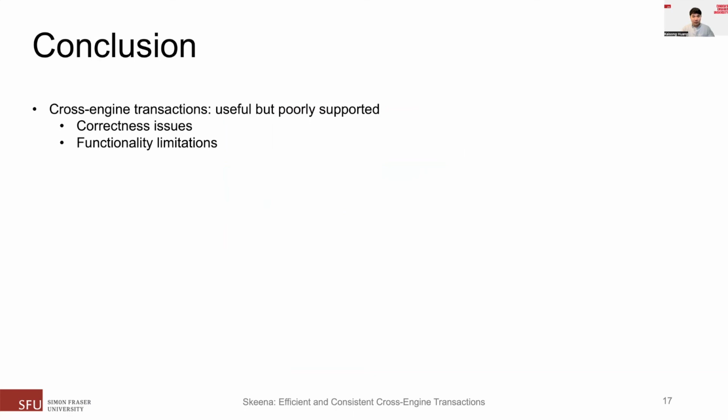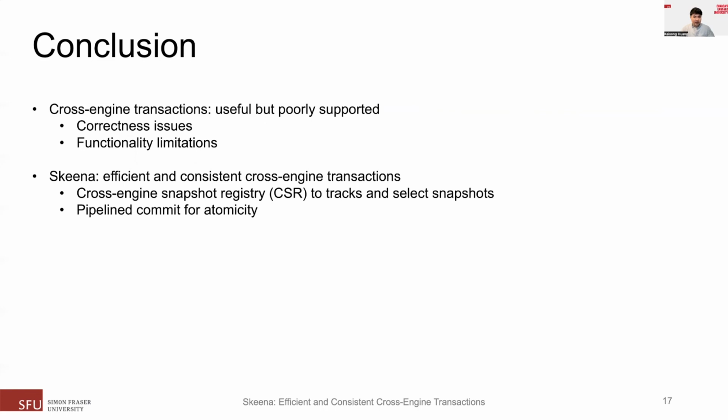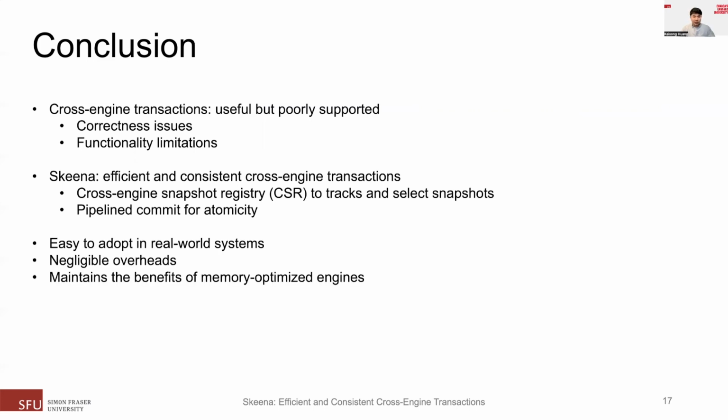In conclusion, cross-engine transactions are useful but were poorly supported before Skeena because of correctness issues and functionality limitations. Skeena is an approach to efficient and consistent cross-engine transactions that uses CSR to manage snapshots and pipeline commit for atomicity. It is easy to adopt in real-world systems. It incurs negligible overheads and maintains the benefits of memory-optimized engines.